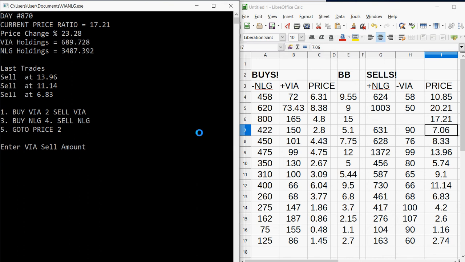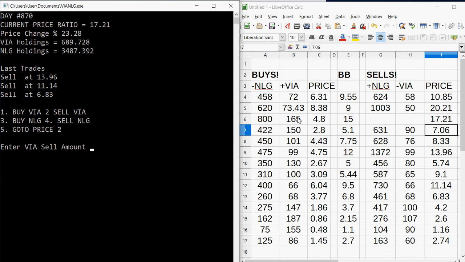And in this case here, we can see that we sold 165 VIA. It was a decent size order. And going from 480 to 1721 is not too bad of a transaction. And when I say not too bad, it's pretty damn decent, actually.